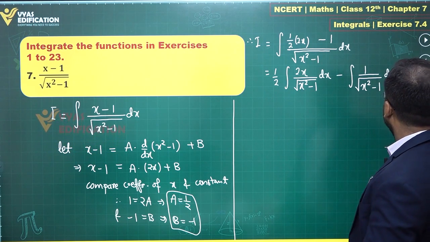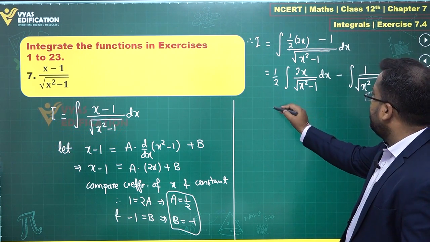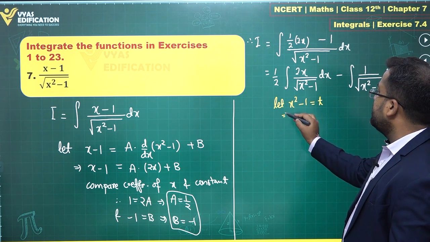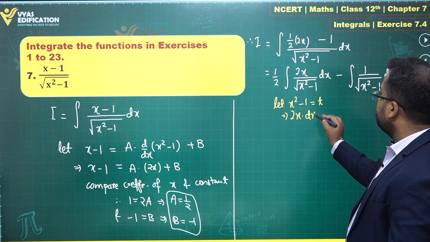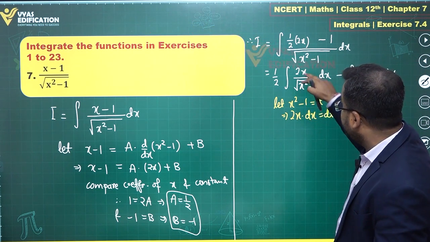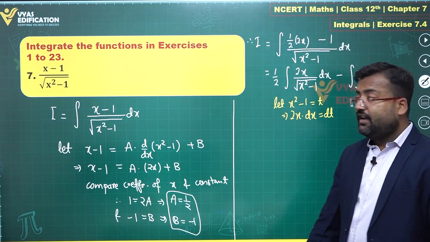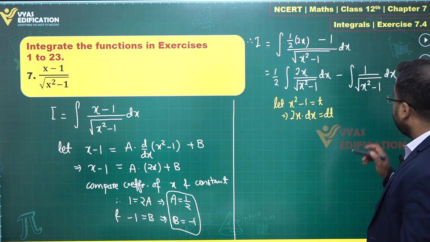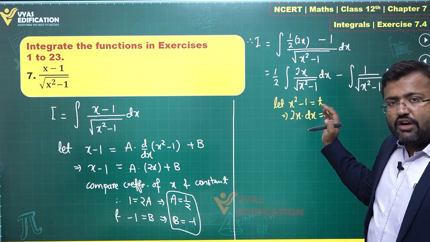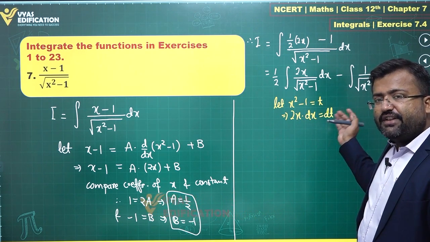The first part can be solved with a simple substitution now. Let x square minus 1 be equal to t, which tells me 2x dx is equal to dt. We have planned it in such a manner that the derivative of the denominator comes in the numerator. And the second is a standard formula: integral of 1 upon under root of x square minus a square is equal to log modulus of x plus under root of x square minus a square.